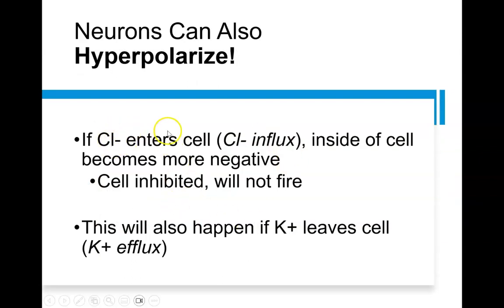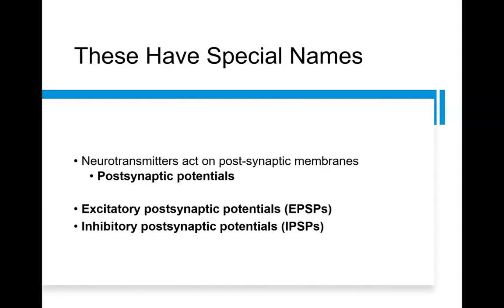So if chlorine enters the cell, what we would call an influx, the inside of the cell becomes more negative. This is inhibitory in nature. It makes it harder for the cell to fire. Now compare that to depolarization, which can make the cell more likely to fire, particularly if that threshold is reached. Now, this will also happen if potassium leaves the cell and takes all of its positive charge with it, which is also referred to as a potassium efflux.